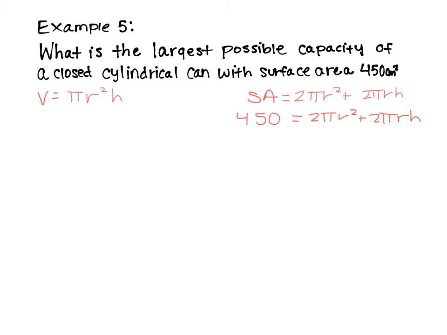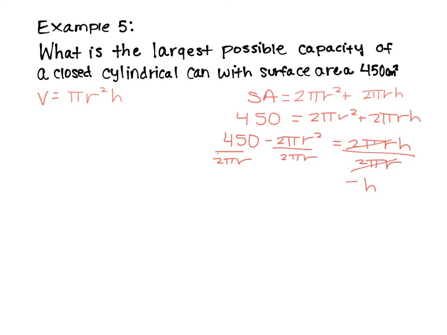So we're going to either solve for r or solve for h and substitute whatever we get in for this formula right here. Now looking at this, since we have r squared and r, solving for r is not going to be nearly as easy as solving for h. So I'm going to go ahead and solve for h here. So I'm going to start by subtracting 2 pi r squared. And then we're going to divide everything by 2 pi r. And then that way we just have h.